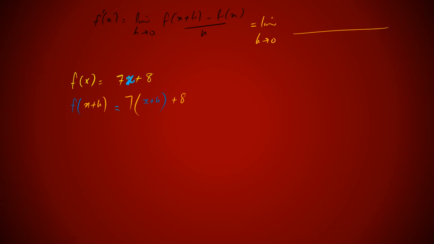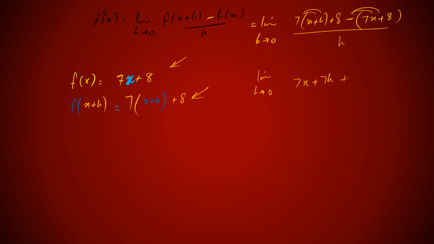So in place of f of x plus h, we will write 7 bracket x plus h plus 8. Then in the formula there is a negative sign, so write it down. Then f of x is written, which means write down your question. Don't forget to write the question inside the bracket. Now open the brackets where it is necessary. So 7 times x gives you 7x and 7 times h gives you 7h. Then you have the plus 8.